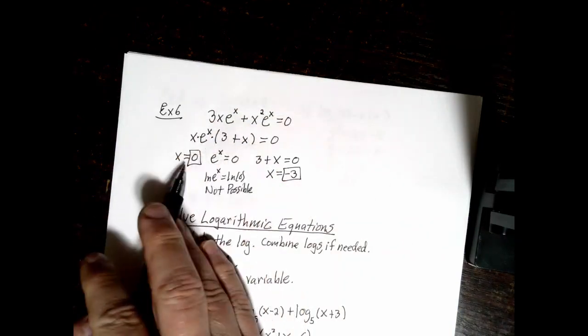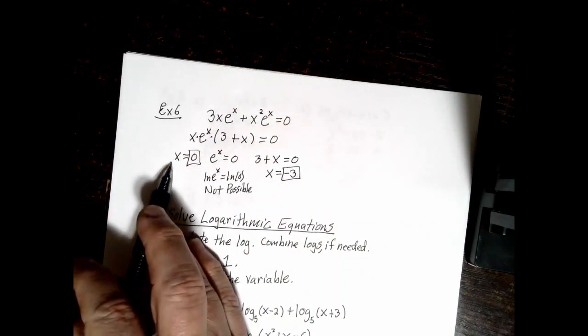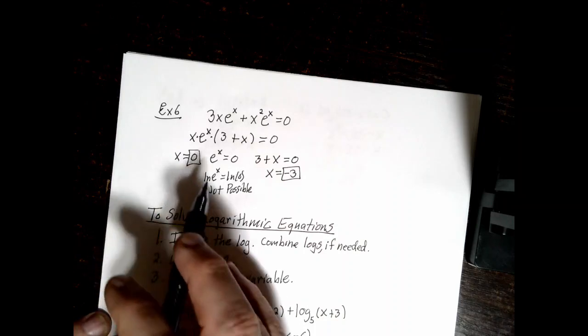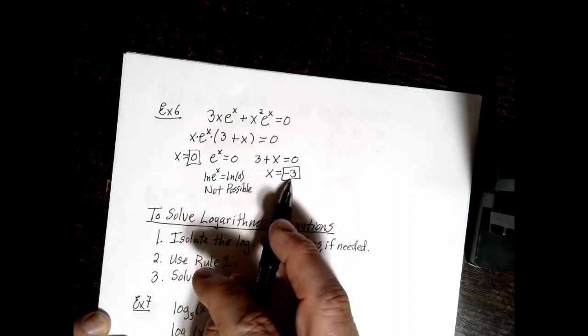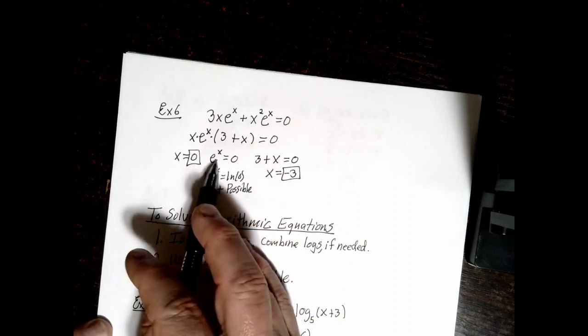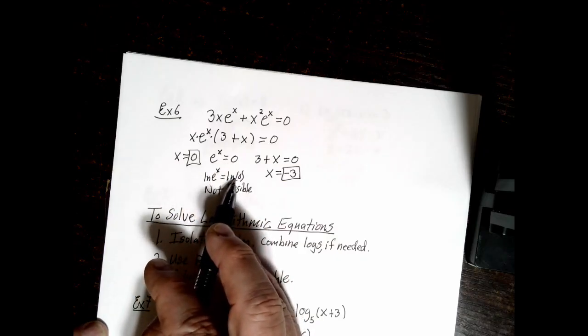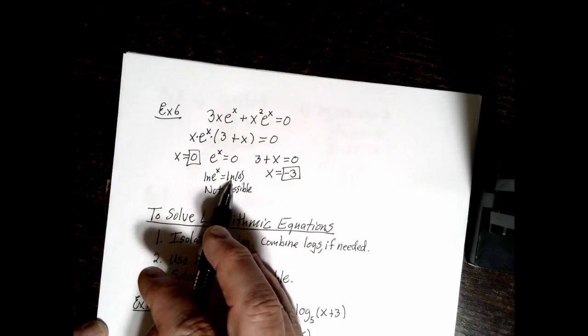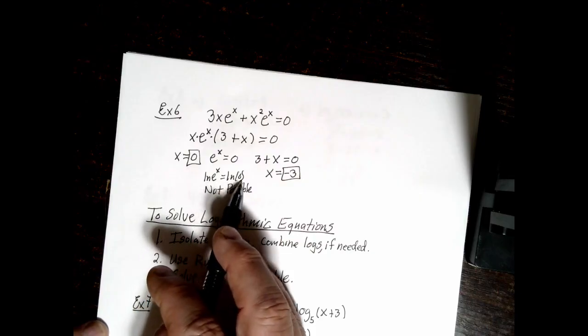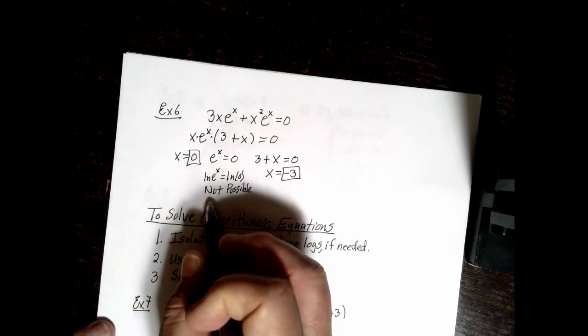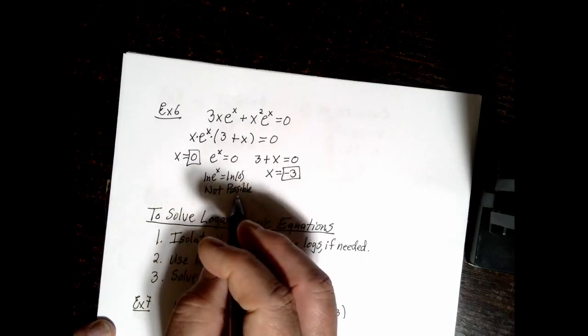So each one of those can be set to 0. And so one of them gives you x equals 0 as an answer. Another one gives you x equals negative 3 as an answer. And this one, when you take the natural log of both sides, you're trying to take the ln of 0, which you cannot do, and that's not possible. That does not give you an answer.